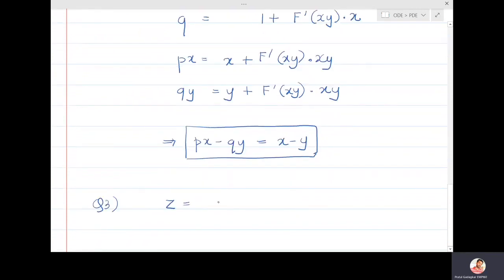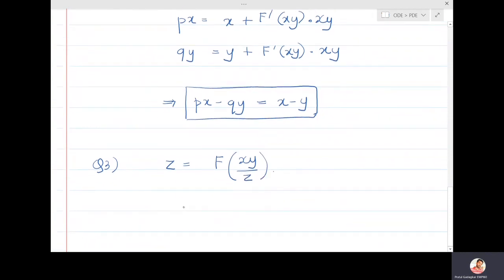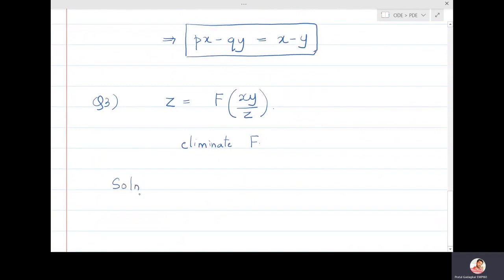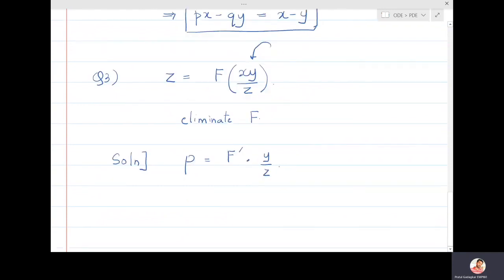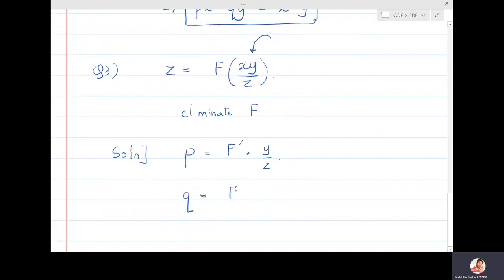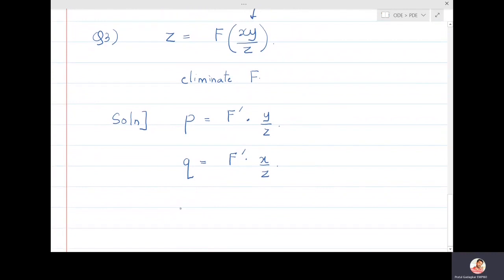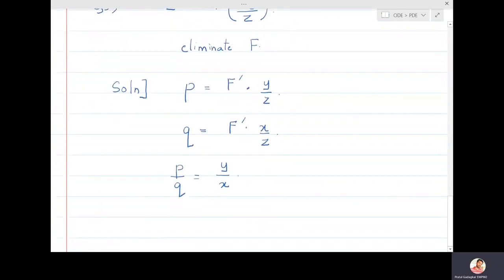Suppose I have z is equal to f of xy upon z. Now how will I form a partial differential equation by eliminating this f? Solution. I will take the partial derivative with respect to x. So I'll get p is equal to f dash into the partial derivative of xy upon z with respect to x, which will be y upon z. When I differentiate with respect to y, I will get q is equal to f dash into x upon z, and therefore now I can simply divide them. So I will get p upon q is equal to y upon x, and therefore this means that px is just equal to qy.